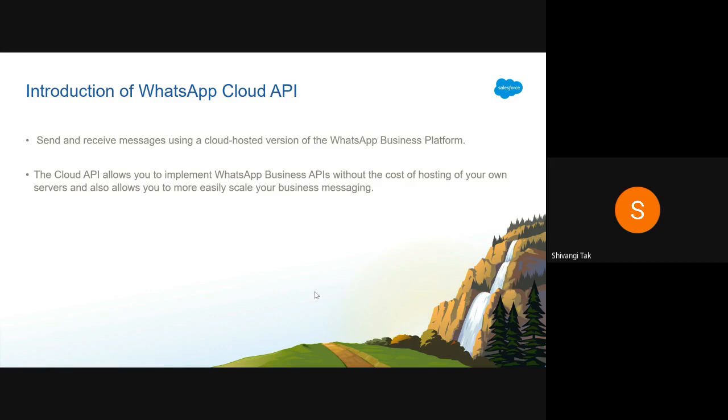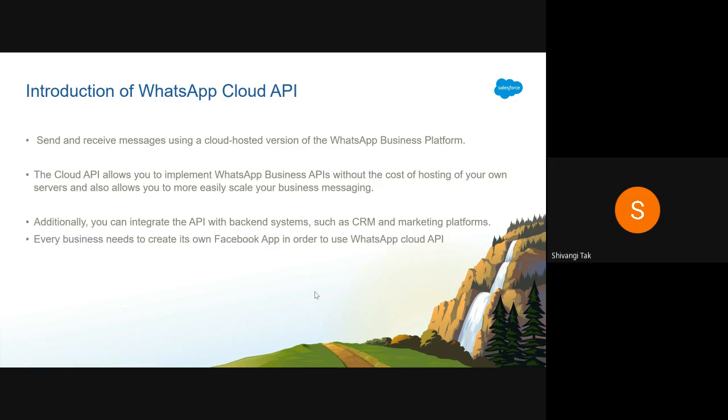In WhatsApp Meta, we get 1,000 messages free, and in the testing app we have two from phone numbers, and we can also track all the business messaging, like how many messages we send and how many we receive. Additionally, you can integrate the API with backend systems such as CRM and marketing platforms, so we can integrate with Salesforce or whatever CRM you need, like AWS. Every business needs to create its own app in order to use WhatsApp Cloud API.